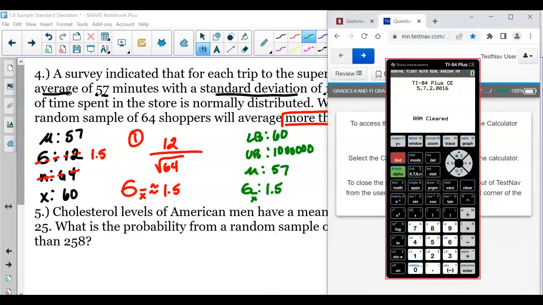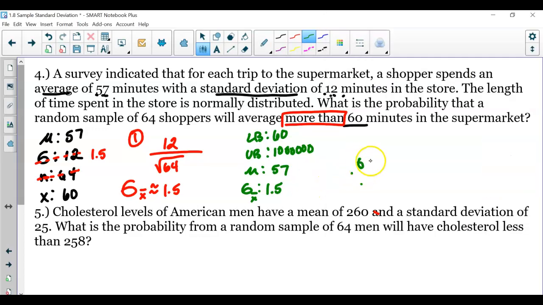So this is when we would press second vars, then go to option 2 for the CDF. Lower bound 60, upper bound 1 million. Mean is 57. Standard deviation for the sample is 1.5. And so that's why here you get about 0.02 rounding up to 3. So the probability is 0.023. So here, number 5.